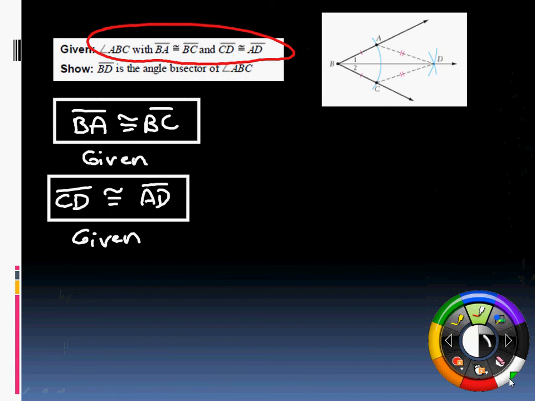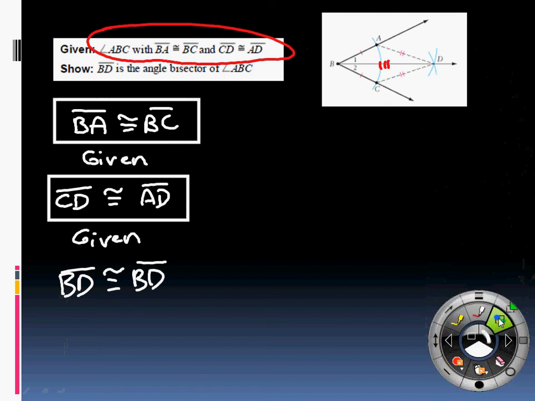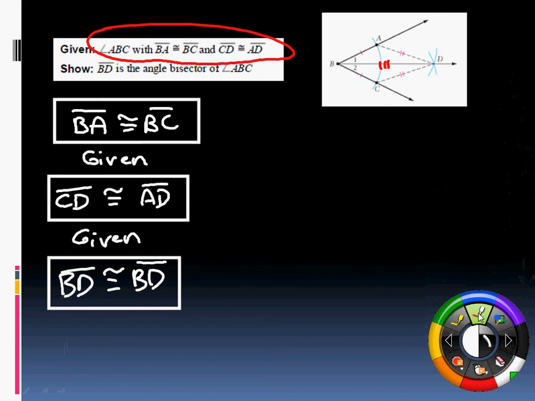Now that was two sides. Now I also noticed that right here, this third side was congruent to itself. So I'm going to write that down now. And that wasn't given. Why was that true? Remember what that property is called? The one that says that everything is equal to itself? That's reflexive. So the reflexive property tells me that.